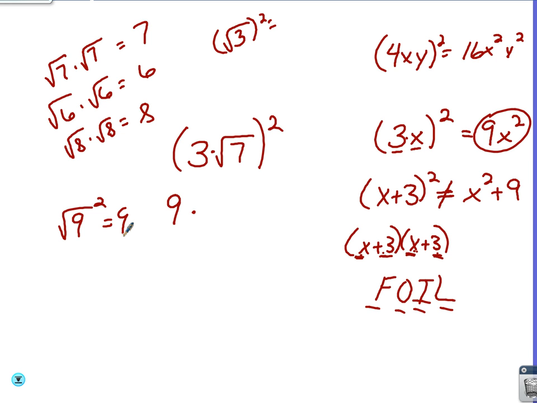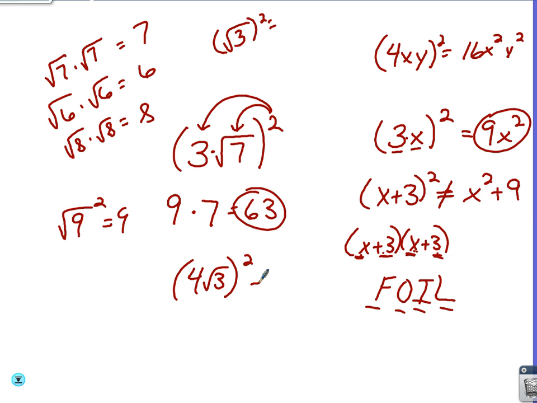So do you see what we're doing here? The square root of 7 squared is 7. To make a long story short, a square root and a square cancel each other out. So this would be 3 to the second power, the square root of 7 to the second power, which would be 9 times 7, or 63. I'll do one more of those for you. 4 root 3 squared. Now they're easy. I've got to square each of these. 4 to the second power is 16. The square root of 3 to the second power is 3. 16 times 3 is 48.